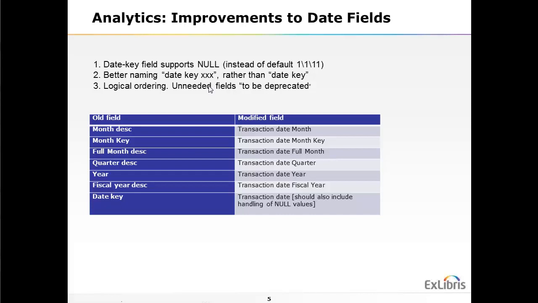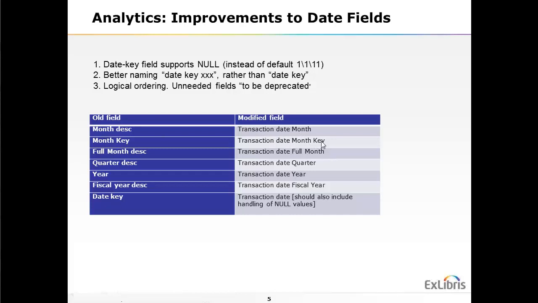And also, in a similar fashion to what we've seen in the PO line dimension, there is logical ordering of these fields. So it's been reorganized a bit, and old fields that are unneeded are now to be deprecated. So here we can see an example of what the old fields look like compared to the modified field. For example, we had a field called month desk. So now it's called transaction date month, telling you that this is the month of a transaction.